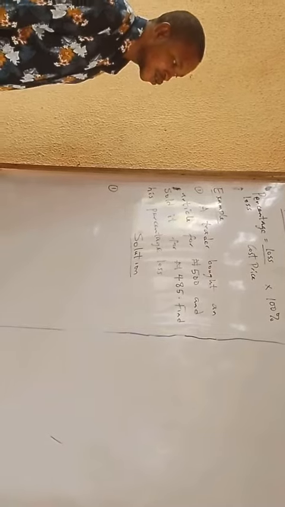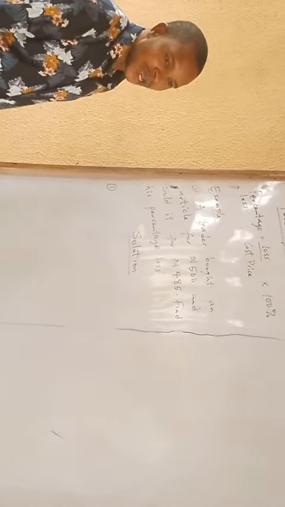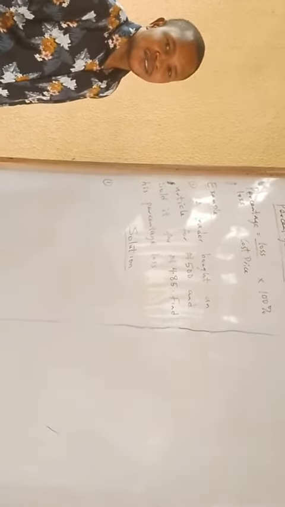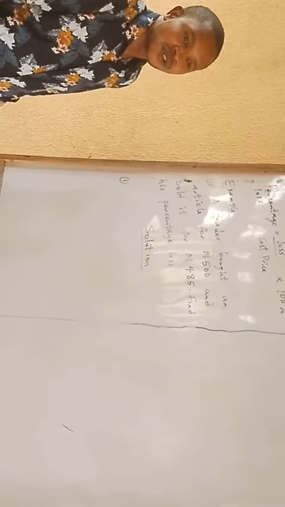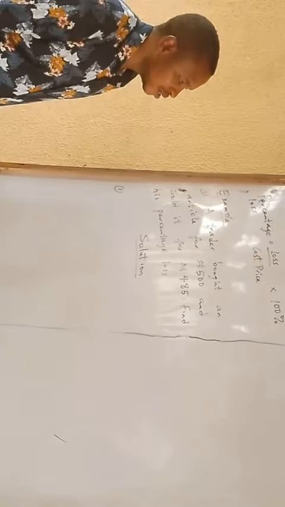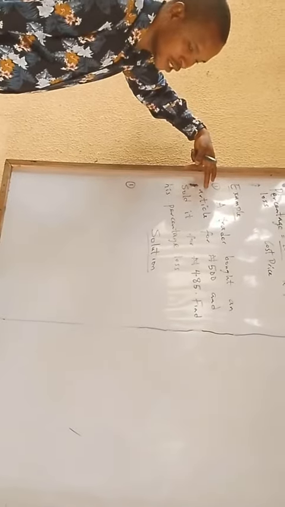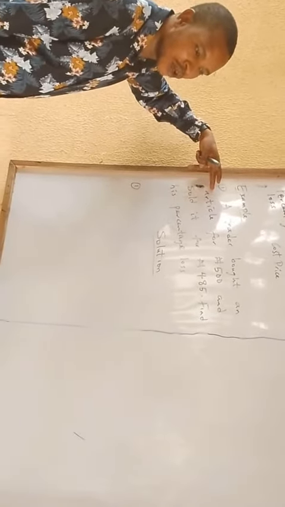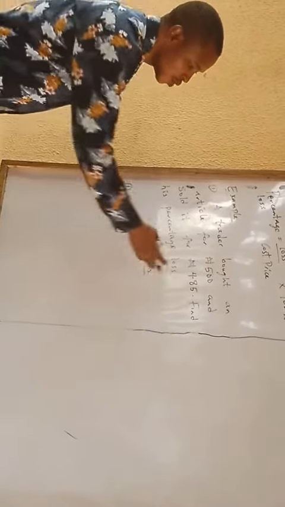A trader bought an article for 500 naira and sold it for 485 naira. Find his percentage loss. When the cost price is more than the selling price, it simply shows that the trader is at loss, because from here the amount that he bought it, which was the cost price, was 500 naira and the selling price was 485 naira.